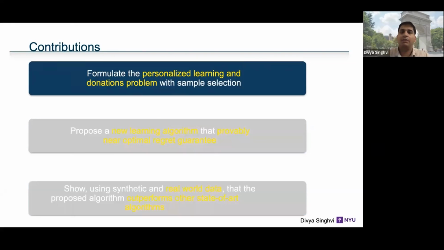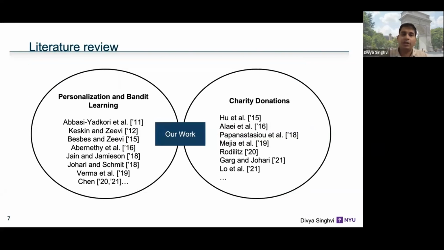All right, so let me start by formulating the personalized learning and donations problem. And before I do that, let me also briefly mention the literature. In fact, our work lies at the intersection of two very distinct areas. One is personalization and bandit learning, and the other one is charity donations. Researchers from our community have contributed to both these very distinct areas. We believe, to the best of our knowledge, ours is the first paper that tries to bring in this personalization and learning with sample selection to the charity donations literature.